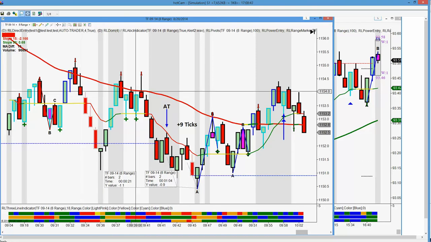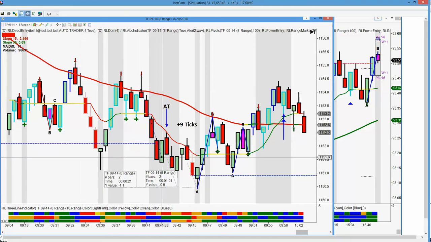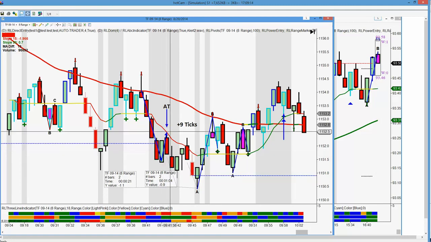What we had was a break to the downside. Whoops, hit the wrong symbol, I'm sorry. It was a break to the downside. There's our retracement right into the modified 15. And I missed the trade. I tried to put it in on a direct entry system. I missed it, but the auto trader took it.